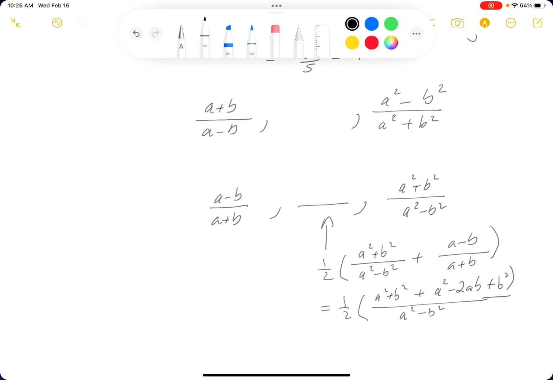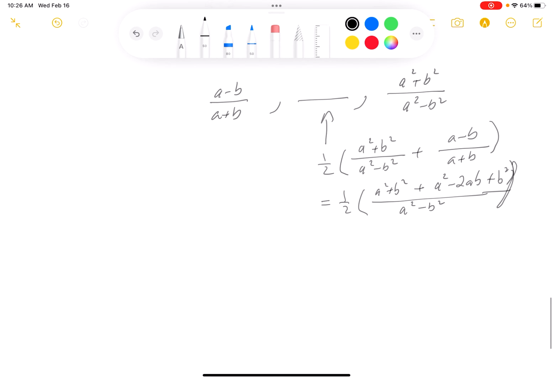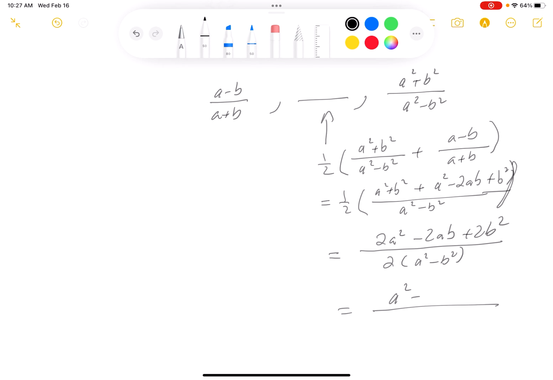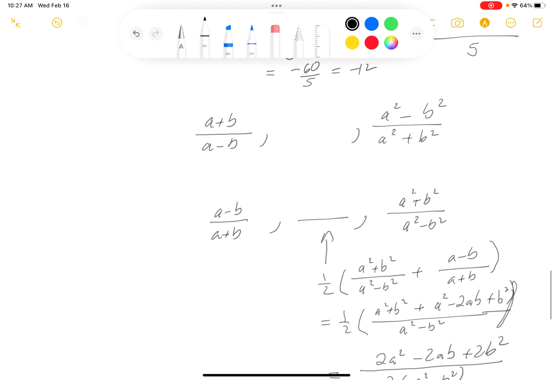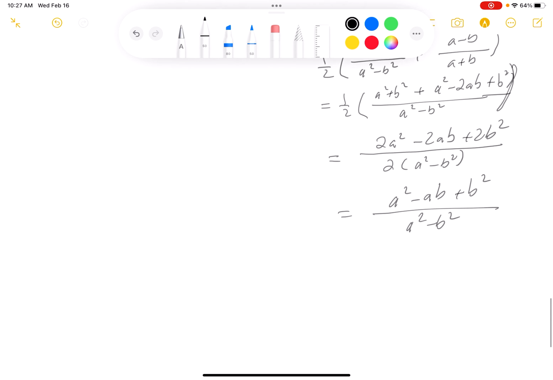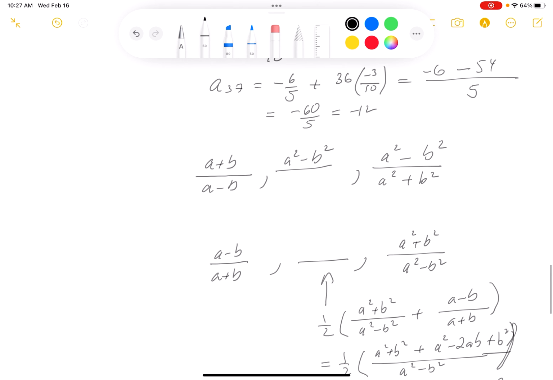All right, I've got to keep going. I know it's hard, but we need to keep going. And it's going to be 2 times (a squared minus b squared) on the bottom. And on top, you actually get 2a squared minus 2ab plus 2b squared. Well, I see I can divide by 2 now. And what do you get? (a squared minus ab plus b squared) over (a squared minus b squared). Long road, right? So what do you get over here? A squared minus b squared, that's the bottom, and then a squared minus ab plus b squared.